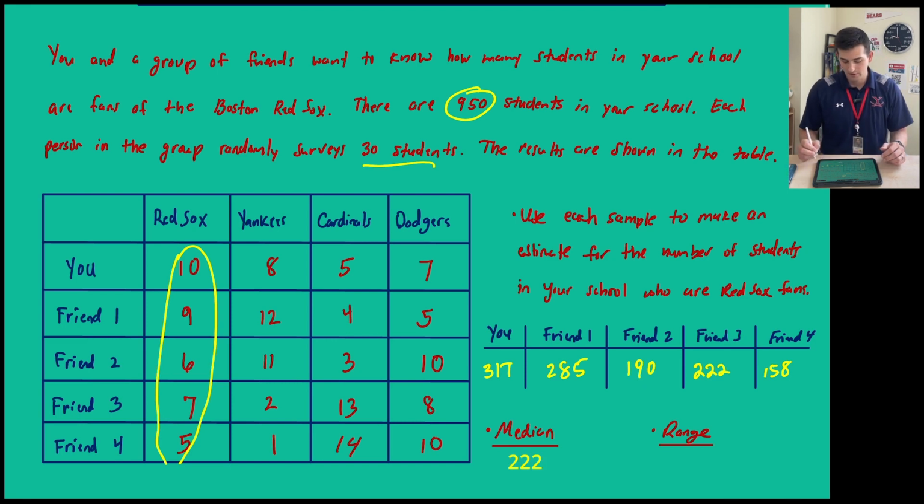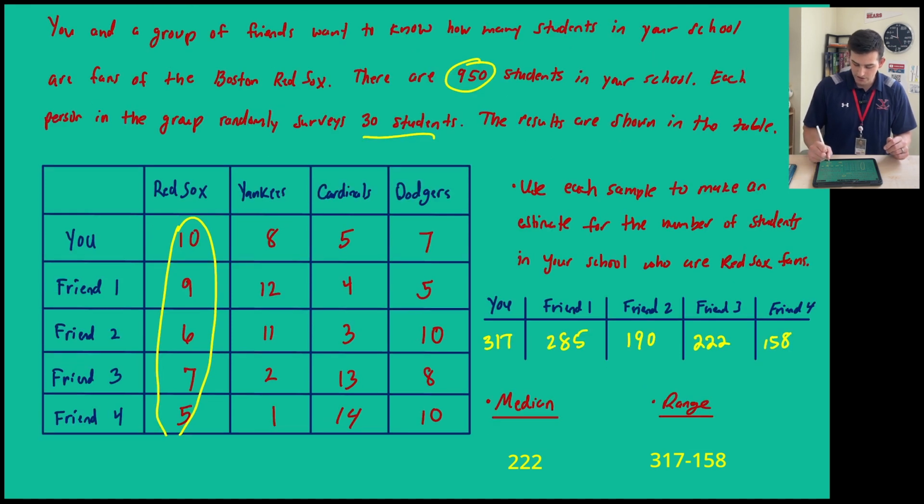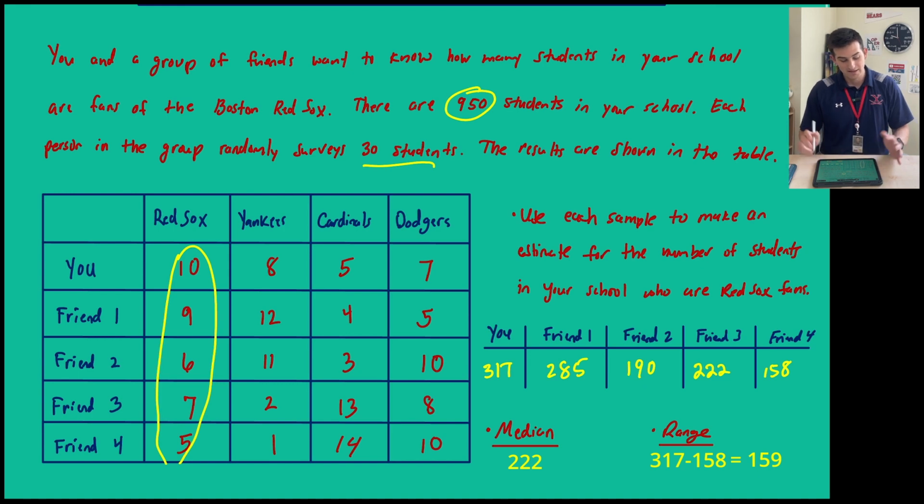so we can write that for our median, okay? Now our range, we know that's going to be our largest value minus our smallest value. So our largest would be 317, and our smallest would be 158. So we can do 317 minus 158 to get a range of 159 students. Okay, so that is how we can use multiple random samples to conduct a survey.